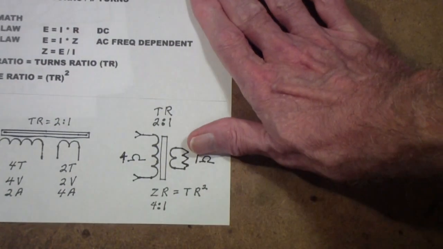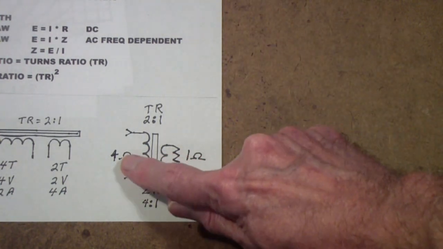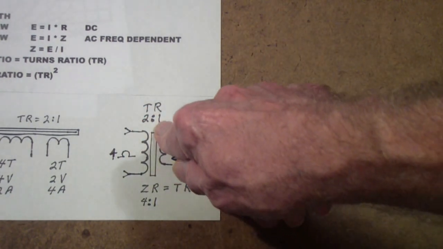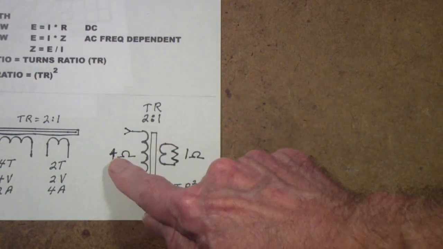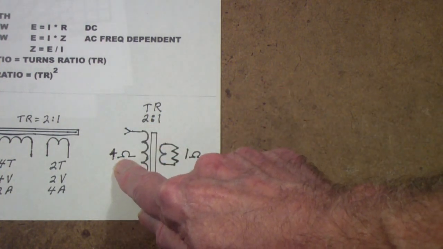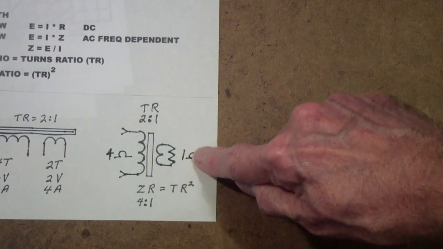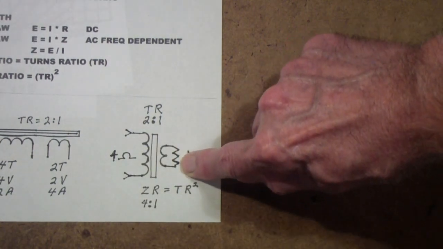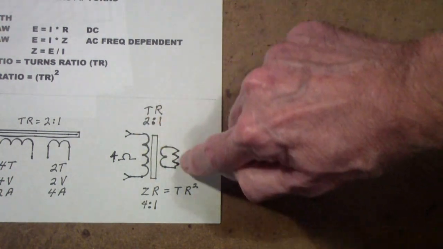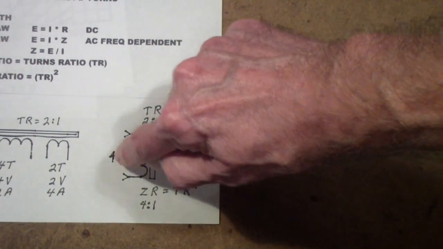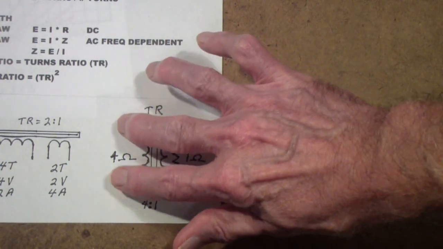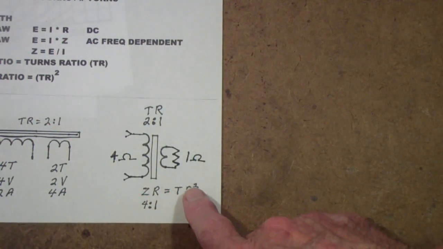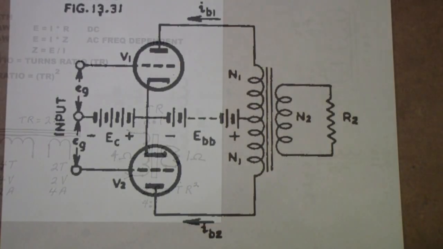Then we noted that if you have a transformer with a turns ratio, for example, of 2 to 1, that means that with 4 ohms on one side, you will see 1 ohm on the other. Or, as shown here, if you put a 1 ohm load on this side, of the 2 to 1, you'll see 4 ohms on that side, which is, of course, what the tube sees. That is, the impedance is just the turns ratio squared.